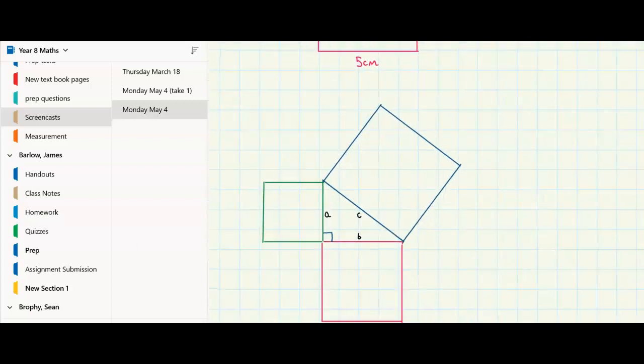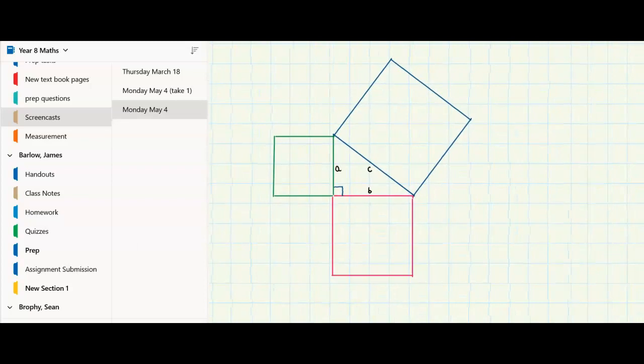Okay, you guys having fun with this? I hope so. I certainly am. Righto, so here we go. Hopefully your triangle now has sprouted these squares and looks a little bit like this. Remember, this side here is A, and this side's B, and this side, the hypotenuse, is C.